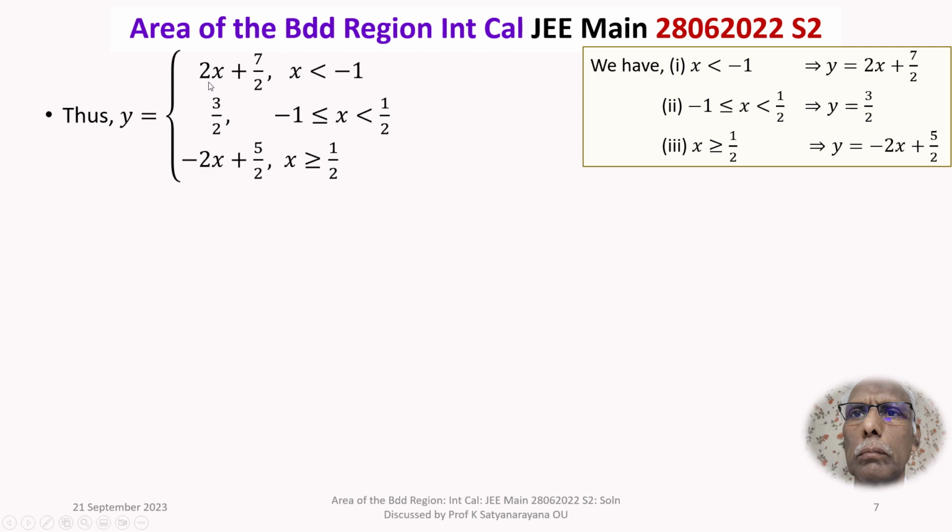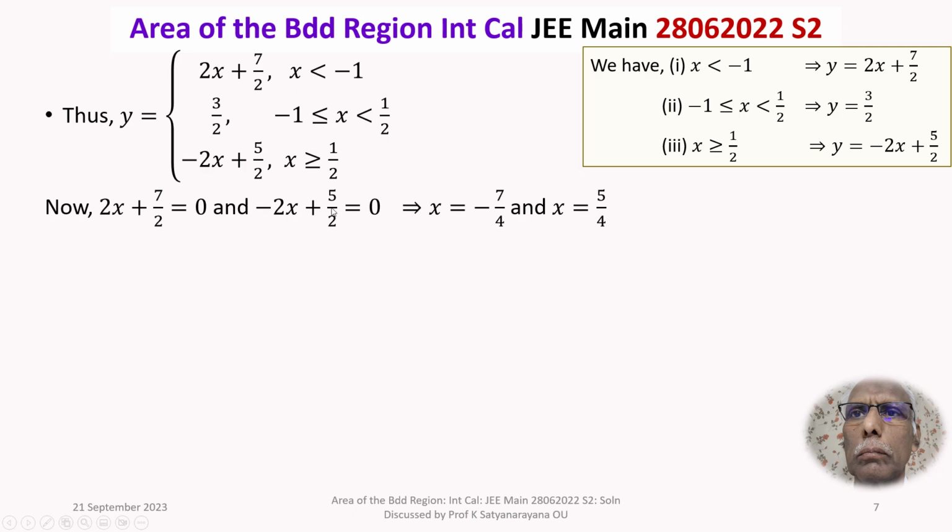First of all, let us see where y equals 0, that means where the first part, y equals 2x plus 7 by 2, crosses the x-axis, and where the third part, y equals minus 2x plus 5 by 2, crosses the x-axis. So for what values of x is y 0? Now 2x plus 7 by 2 is 0 and minus 2x plus 5 by 2 is equal to 0.